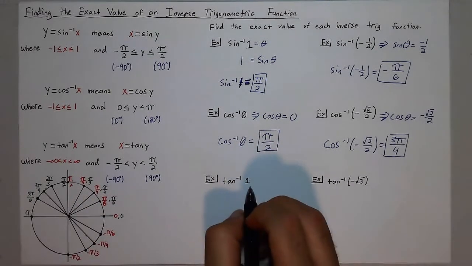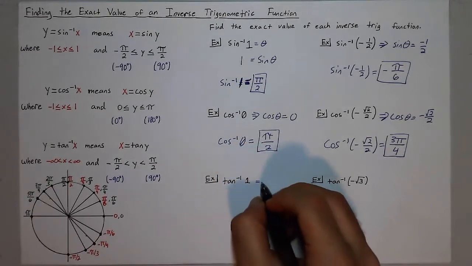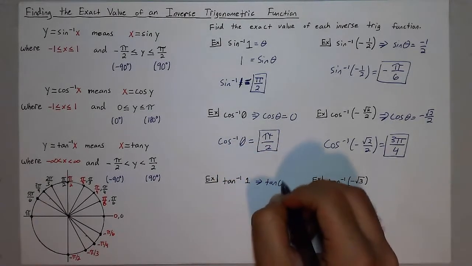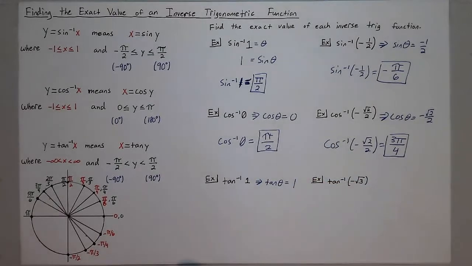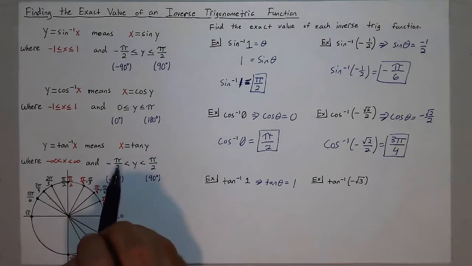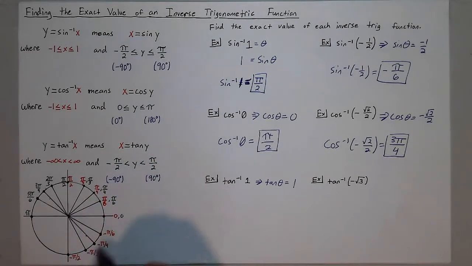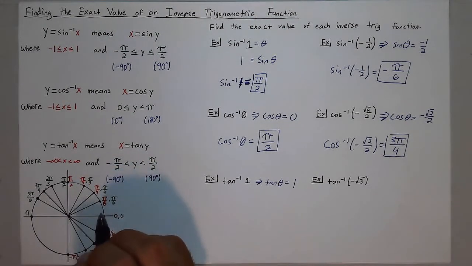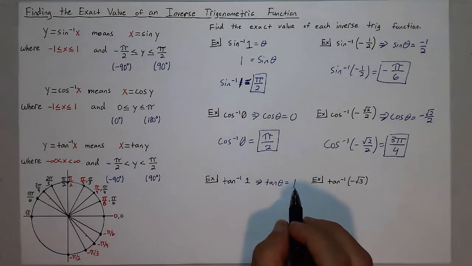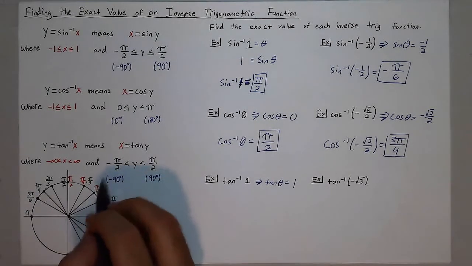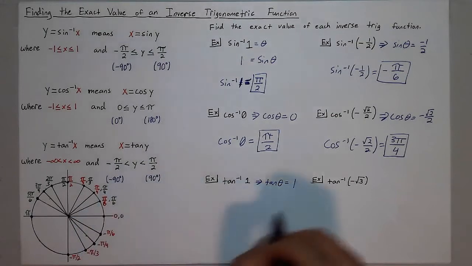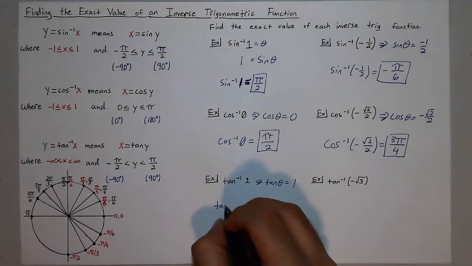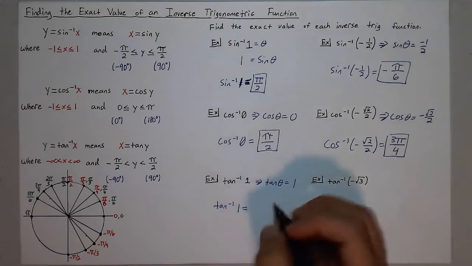Now, tangent inverse of 1, we're looking for where tangent is equal to 1. So I'm going to use the range here of negative pi over 2 to pi over 2, so all these red angles. Tangent's positive, so I'm going to be in the first quadrant. And it's 1 wherever x and y are the same value, because tangent is y over x, which would happen at pi over 4. Square root 2 over 2 over square root 2 over 2 would be 1. So tangent inverse of 1 would be equal to pi over 4.